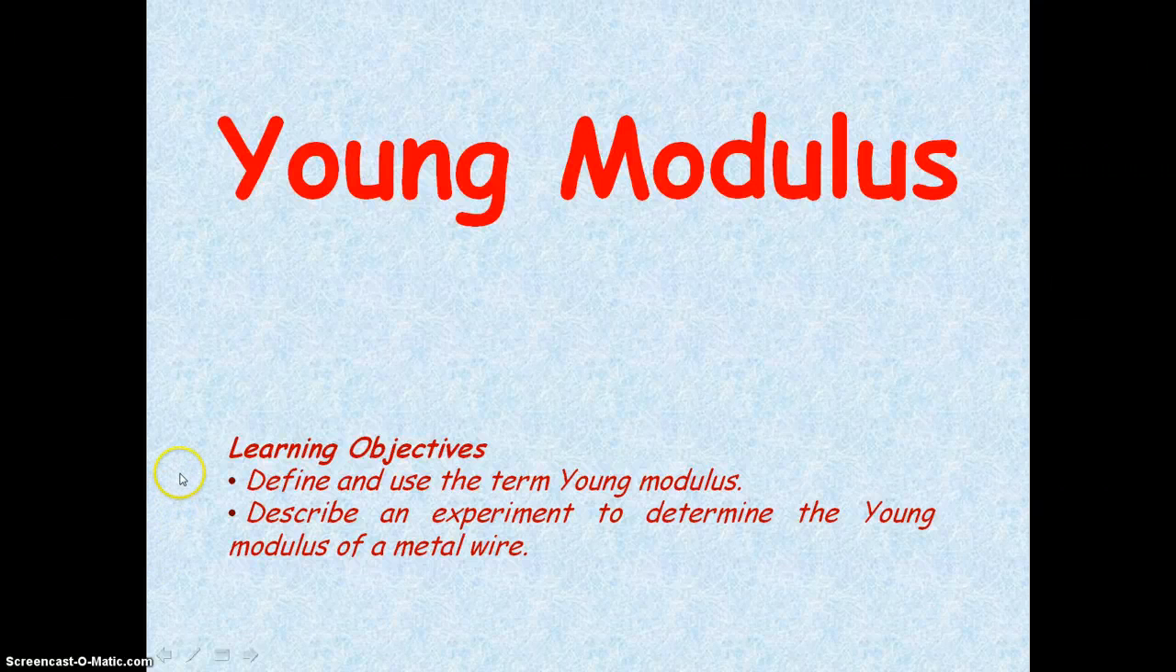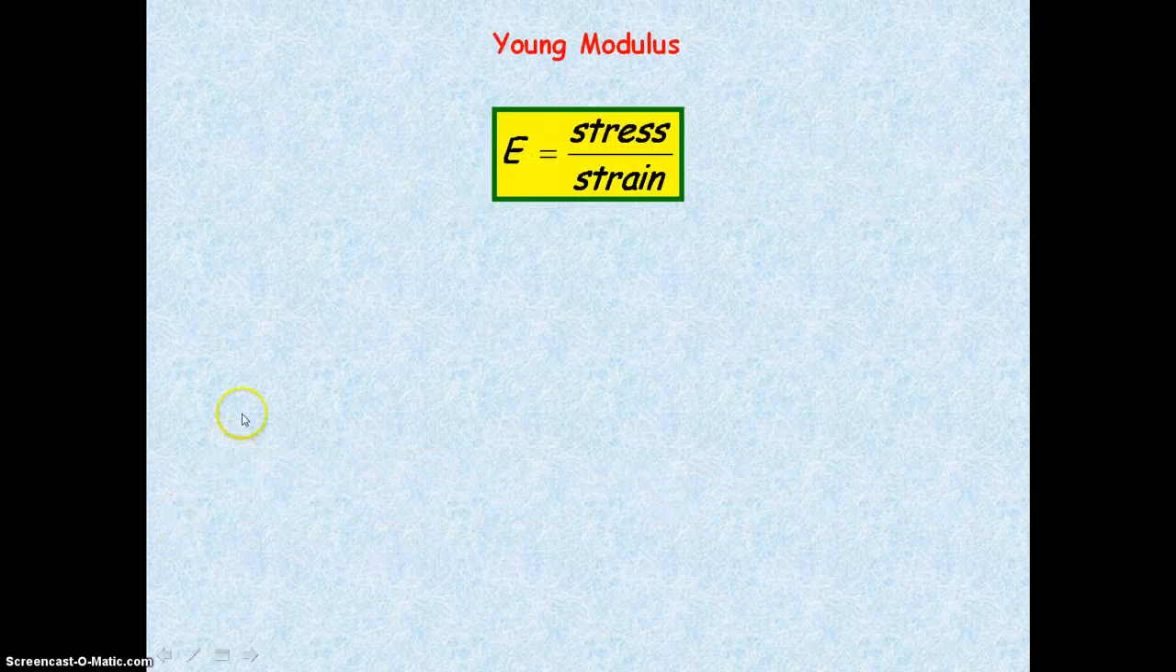We're going to be looking at Young's modulus. The definition of Young's modulus is stress divided by strain, or stress per unit strain, or the ratio of stress to strain. And the units of Young's modulus is given by the units of stress divided by the units of strain. So the units of stress are pascals, and strain has no units. That means the units of Young's modulus are pascals or newtons per metre squared.